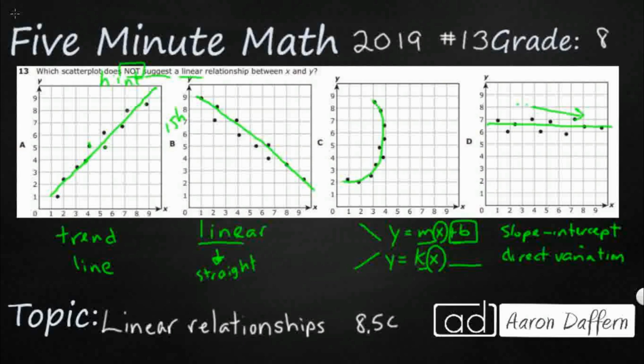But A, B, and D all represent a straight line, or at least suggest it. So our answer here is C.